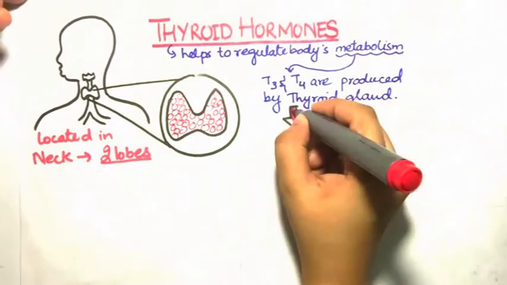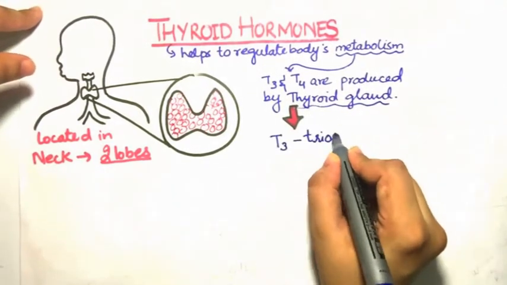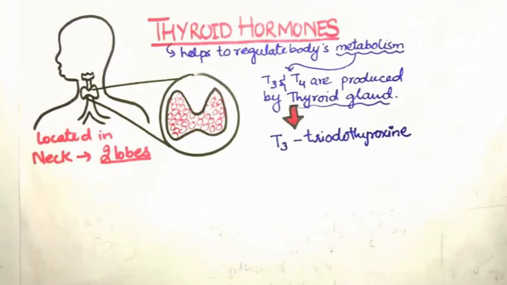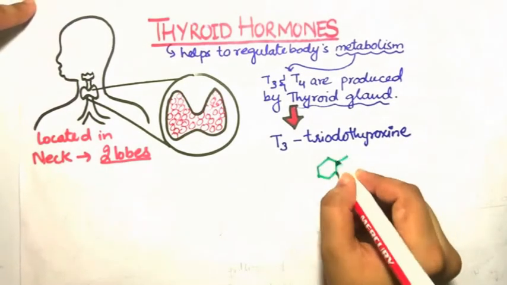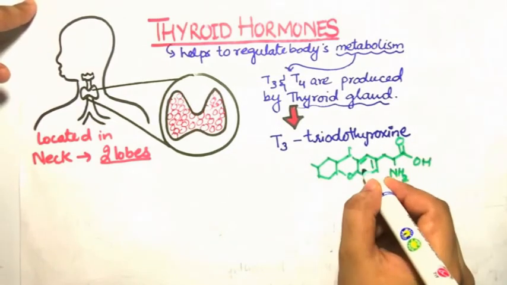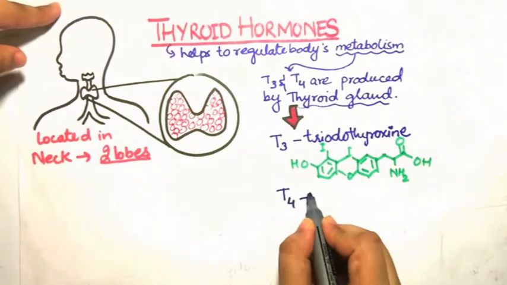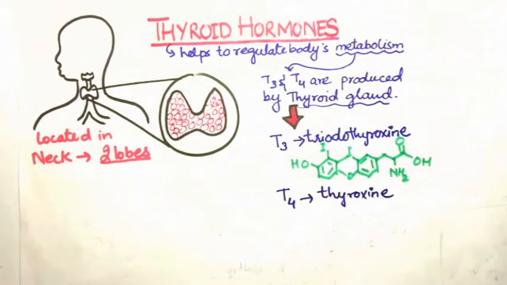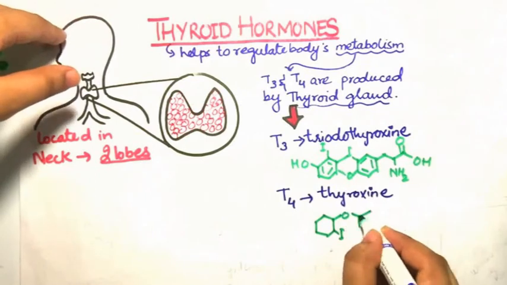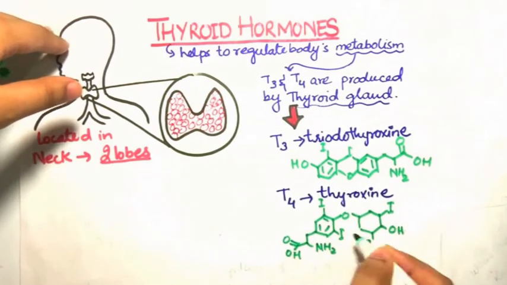Alright, talking about T3 and T4, which are secreted by the thyroid gland. T3 is also known as triiodothyronine, and it is the most active form of the thyroid hormone, which majorly performs its function actively. While T4 is the most abundant form but not the active form of thyroid hormone, and it is also known as thyroxine, whose formula I'm drawing here.